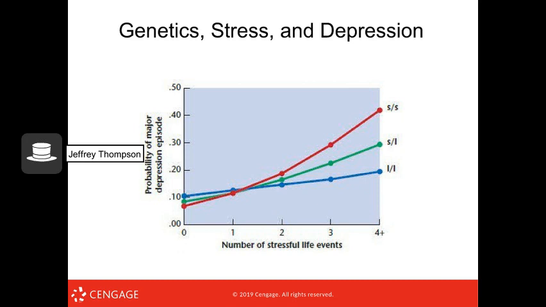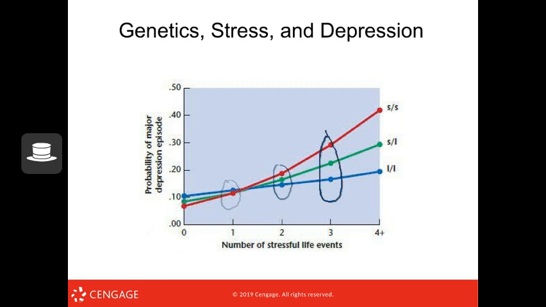So here we can see how the environment and the genes work together. If you have no stressful life events, then your probability for developing a depressive episode is pretty low, around 10%, right? Same if you just have one. Around two, we start to see a difference. Maybe not a significant difference, but a bit of a difference.